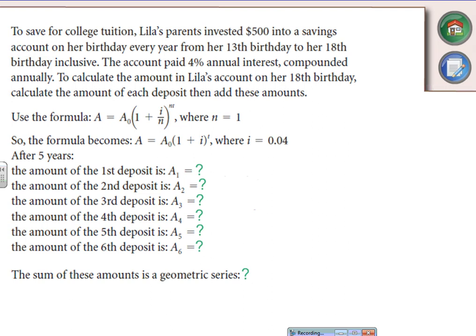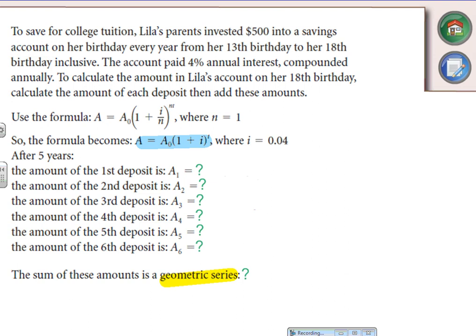Lila's parents invested $500 into a savings account on her birthday every year from 13 to 18, at 4% compounded annually. How much is she going to have in it? This is why we talked about geometric series, because this is going to be a geometric series. So we know our formula, we've seen it. Our n is 1. So we've got a simplified version of that formula that we're going to look at.